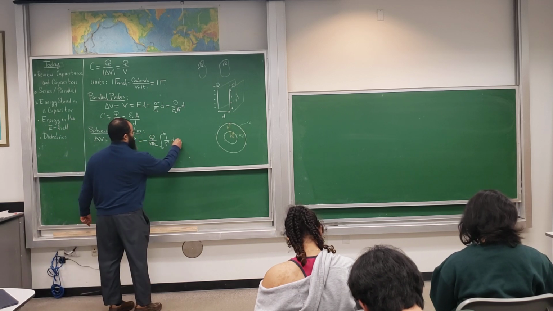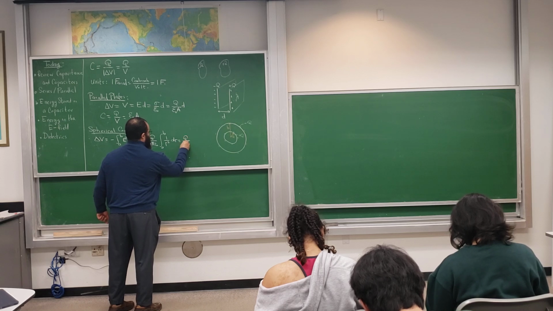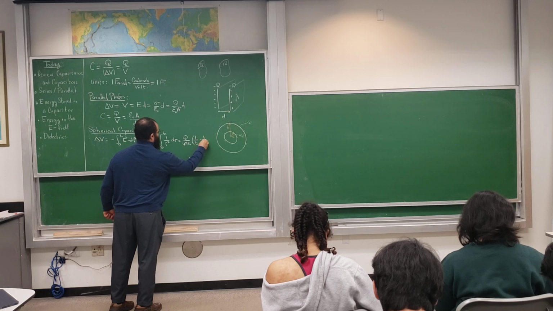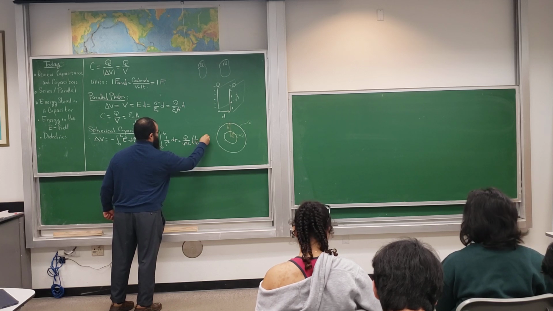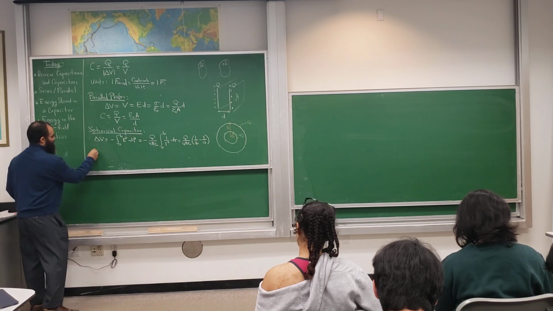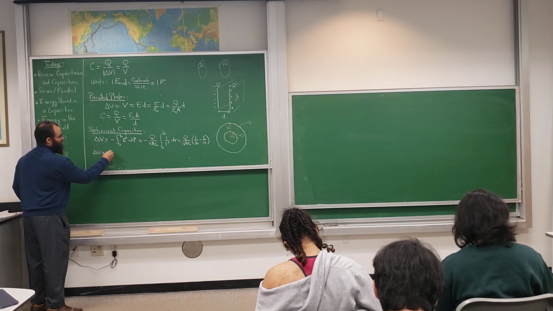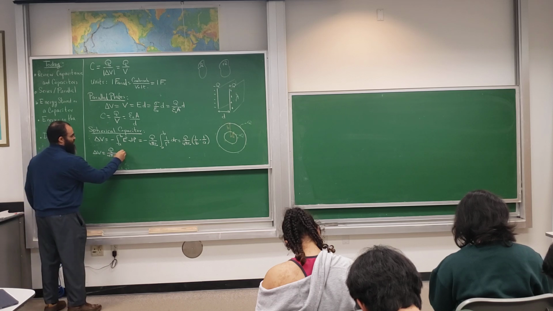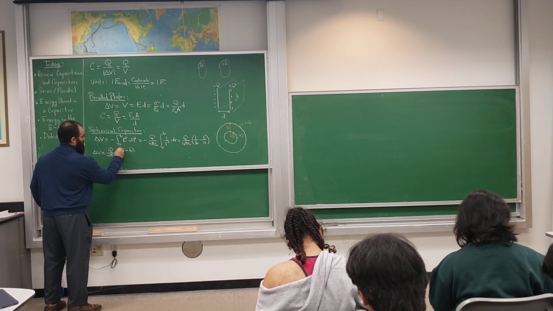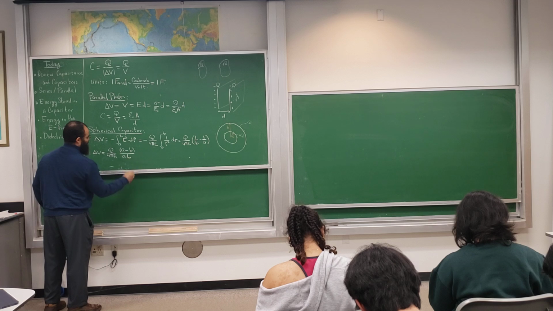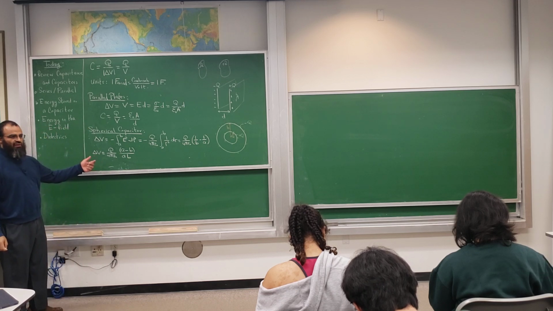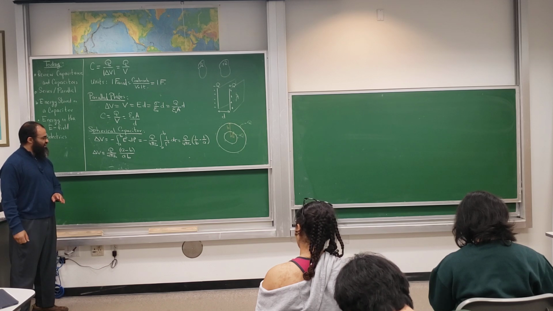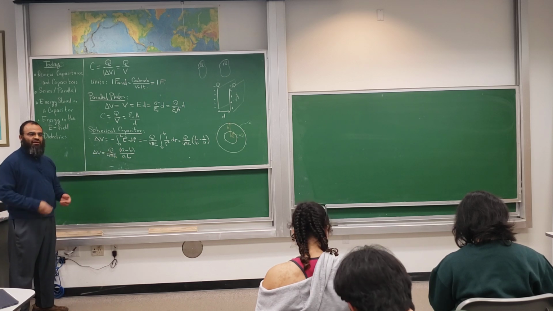So you get Q over 4 pi epsilon naught times 1 over B minus 1 over A. Make a common denominator, so you get delta V is equal to Q over 4 pi epsilon naught times A minus B over A times B. Now, is this quantity here positive or negative? Negative, because A is less than B, yeah.